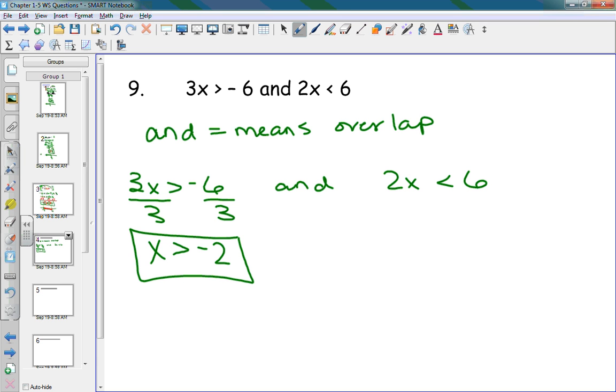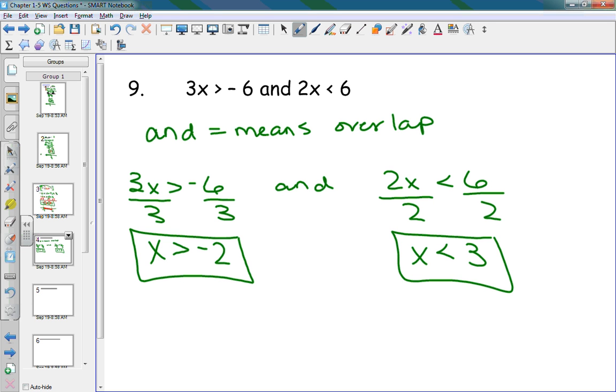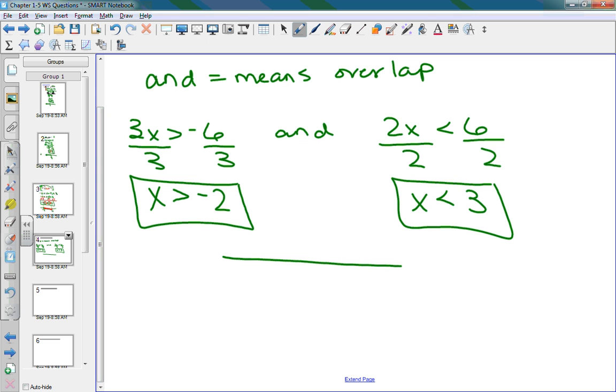I come over here, and I need to get rid of that 2, so I'm going to divide by 2. And I get x is less than 3. Okay, so now, if I put these both on a number line, here's negative 2. It cannot be it, so I'm going to have an open dot, and I'm going to shade to the right because my variable's on the left. Now I'm going to put 3 here, and it cannot be 3. And I'm going to shade to the left this time instead of the right.